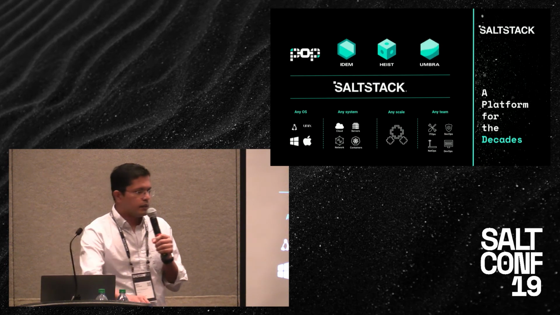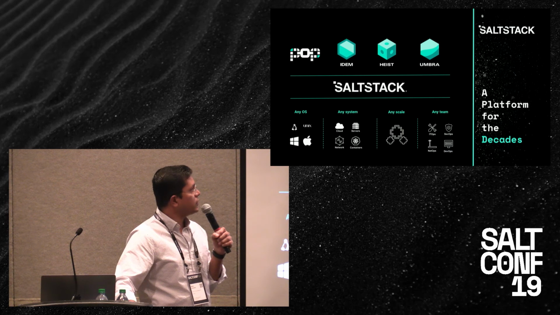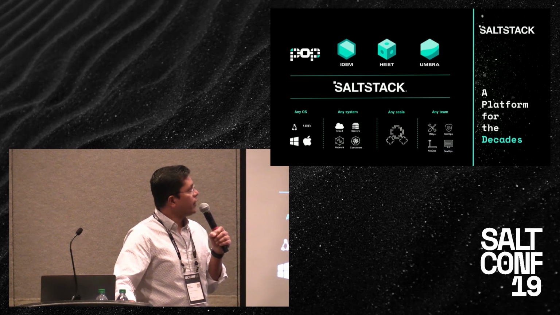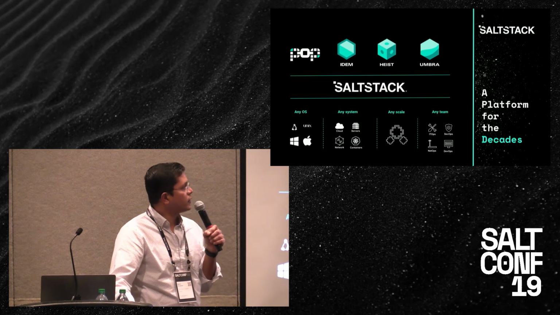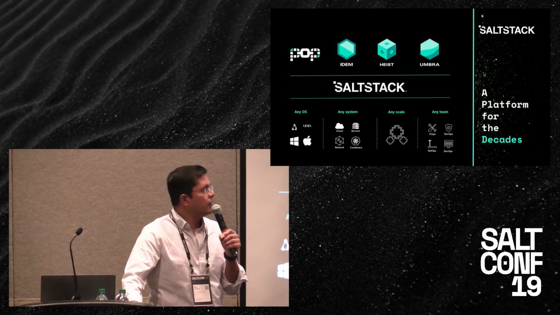And last but not the least is Umbra, which is the AI project which listens into your Salt event bus and tries to understand any anomalies that are happening within your infrastructure.